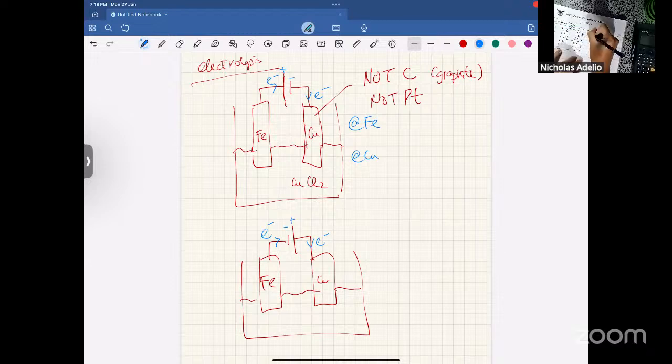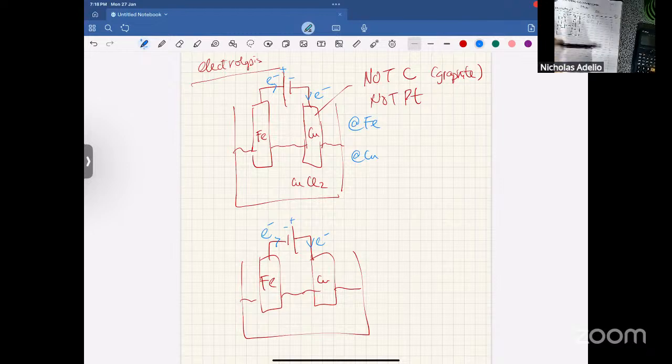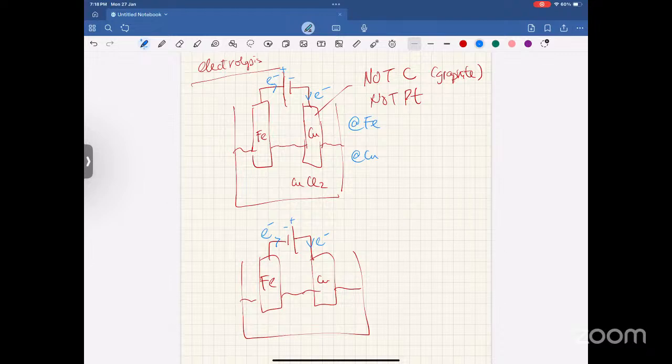I'll say that this is not C, and not Pt. Both are platinum, both are inert, not reactive. So I'll write for the two diagrams, the bottom and the top. Please don't change. If you can get both correct, well, you're good.